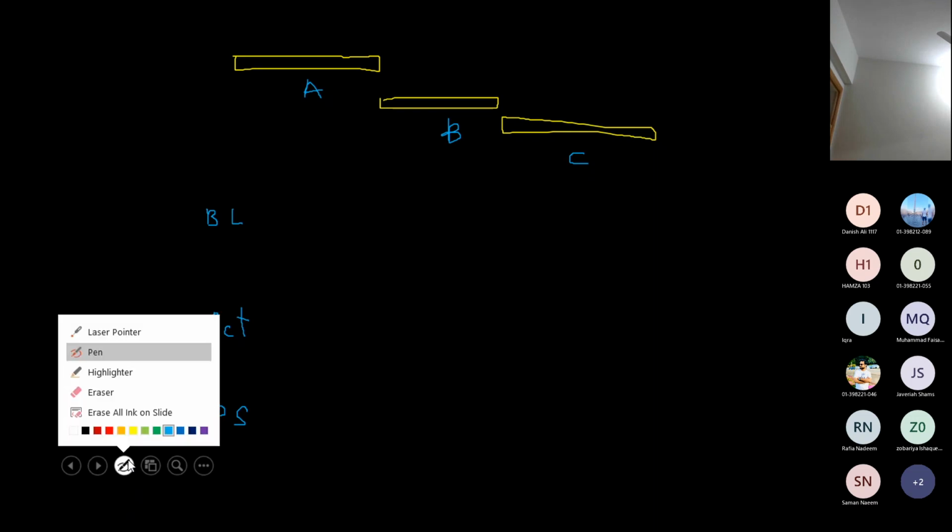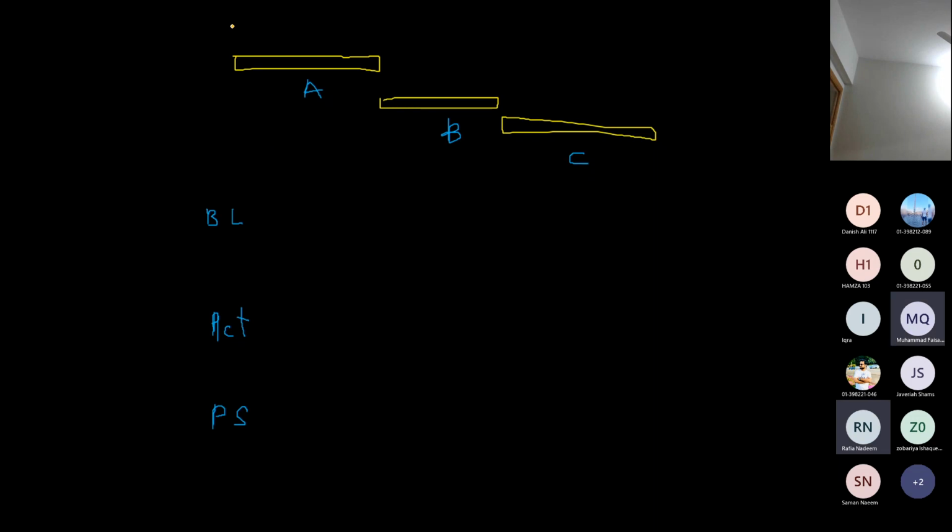This is my actual. People sitting online, this is actual. And this is my project schedule, right? Now, this is activity A, this is B, and this is C. People sitting online, can you hear me loud and clear? Yes, sir. Okay. Please note it down with you somewhere.